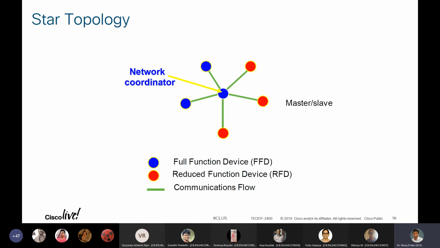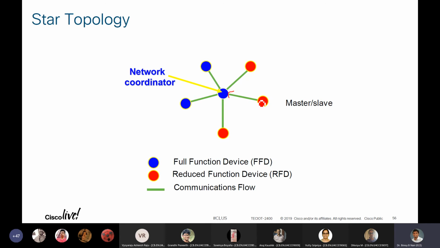Okay, and we have already seen this. What is a star network? You can see there is a coordinator, and usually a master-slave type connection will be happening, with full function devices and reduced function devices. If you remember, the communication will usually go like this.